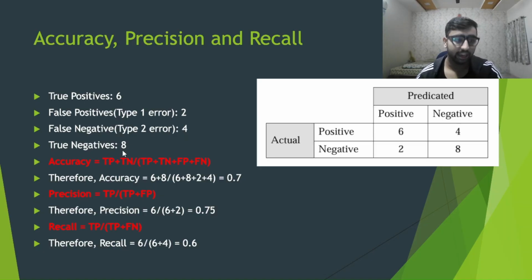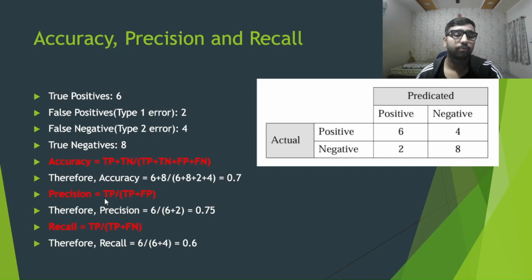And true negatives are negatives predicted as negative. Its value is 8. The formula for accuracy is TP plus TN divided by TP plus TN plus FP plus FN, which is basically the total predictions done by the model. Substituting the values in the formula, we get the value of accuracy as 0.7.